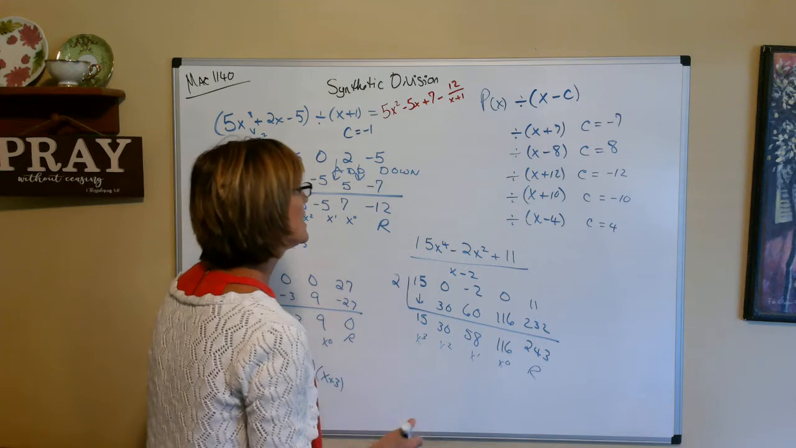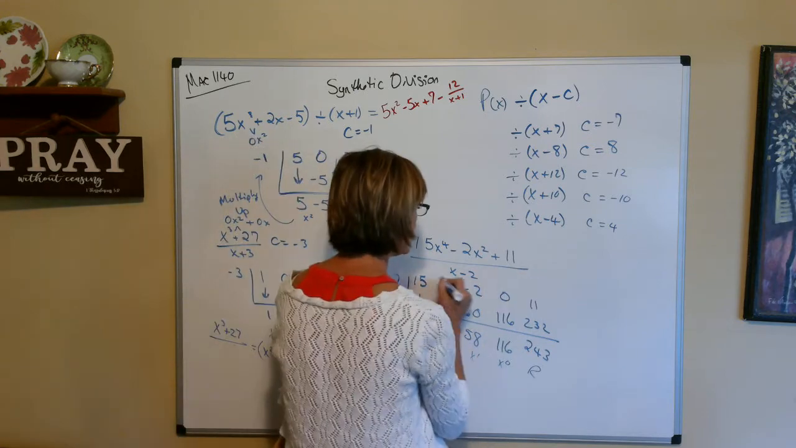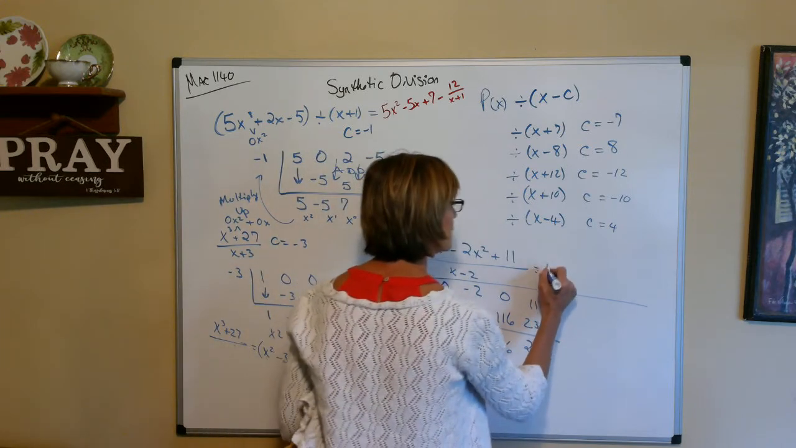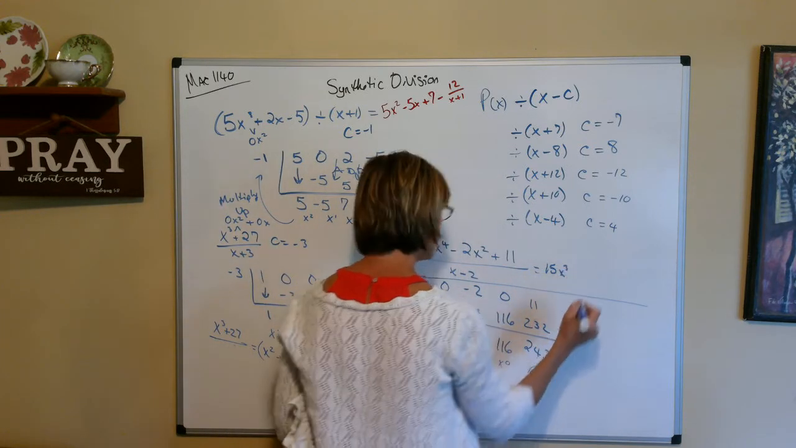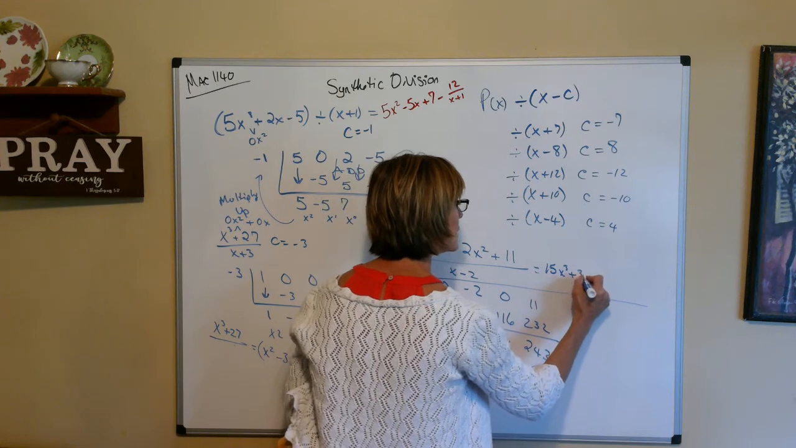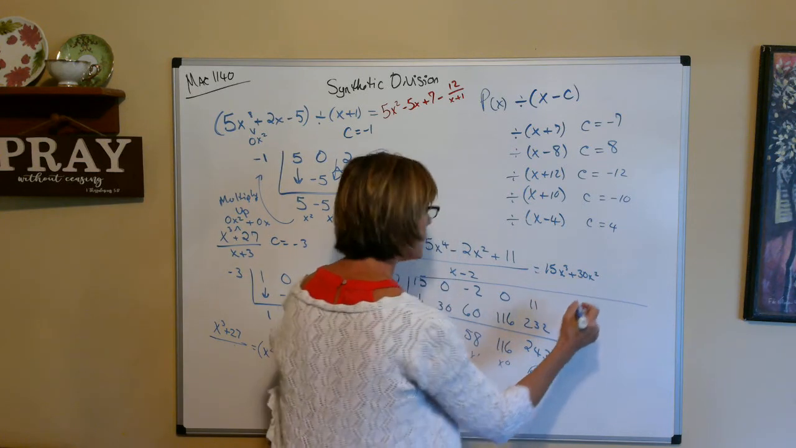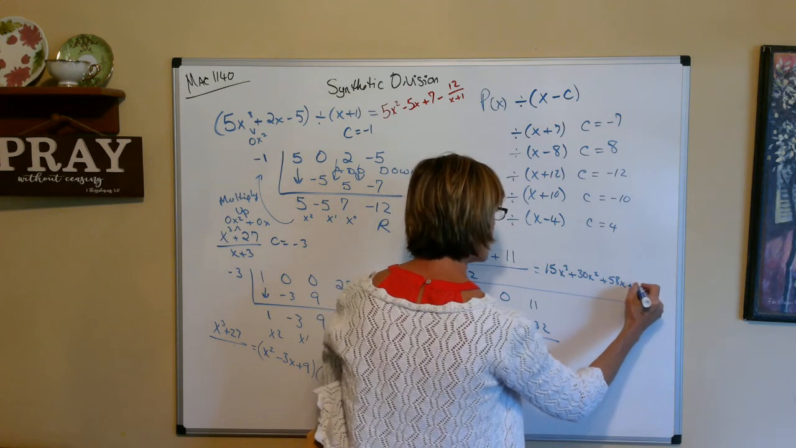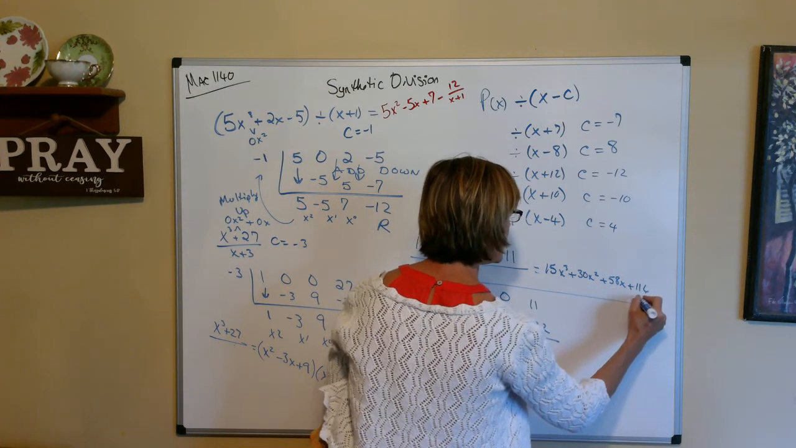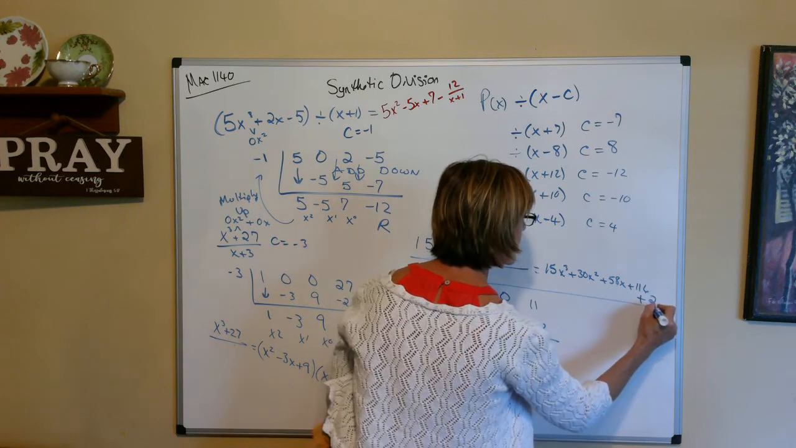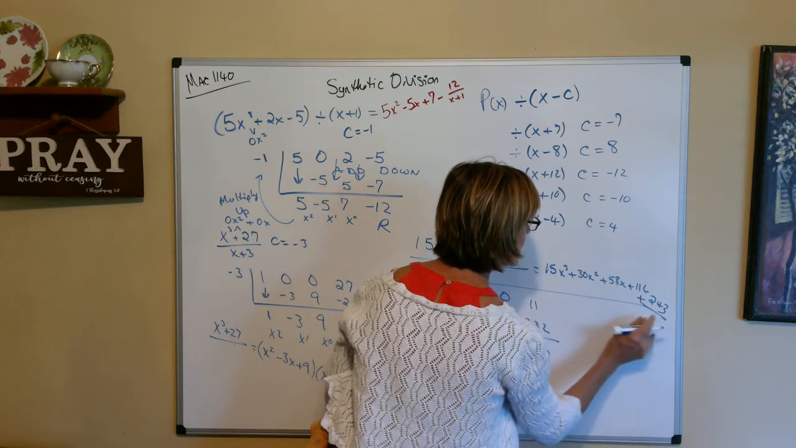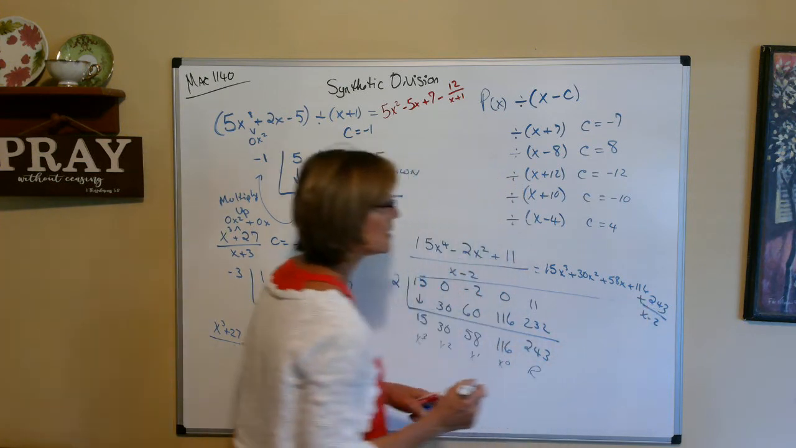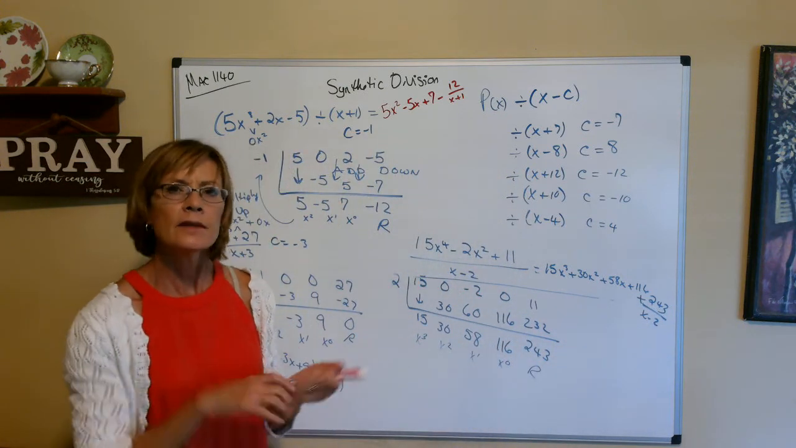So what I can say is that this polynomial divided by this polynomial right here is equal to 15x cubed plus 30x squared plus 58x plus 116 plus my remainder, 243, divided by x minus 2. That's the official way to write that. All right, synthetic.